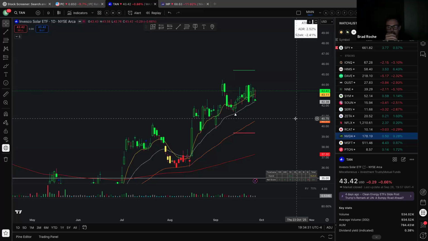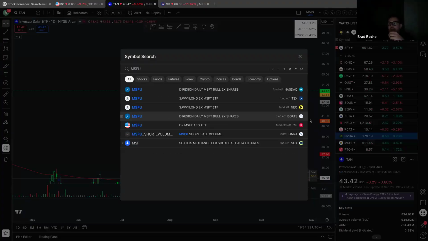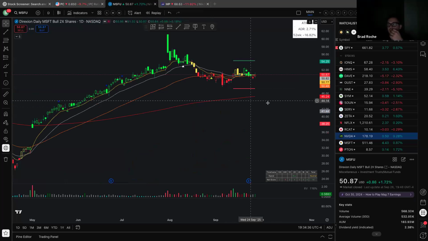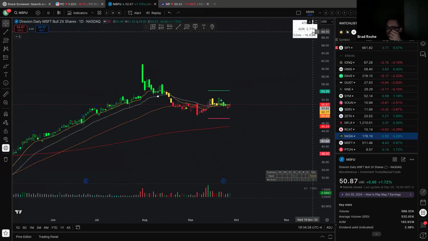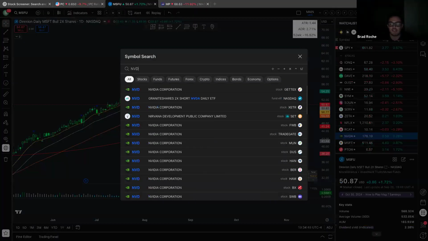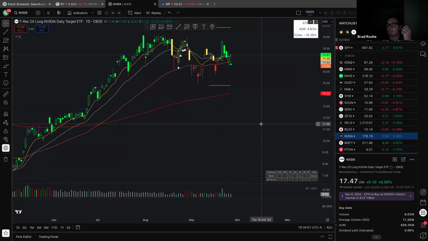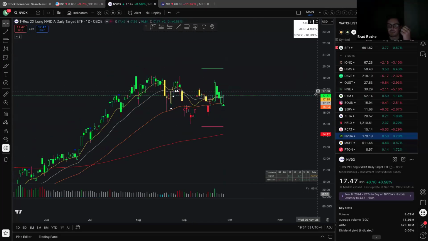So MSFU, yes, that's a leverage ETF. Even as a leverage ETF, it moves 2.7%. It moves super slow, versus a leverage ETF for NVIDIA, NVDX, which moves almost 5% ADR. That's why I'd rather trade NVIDIA than Microsoft.